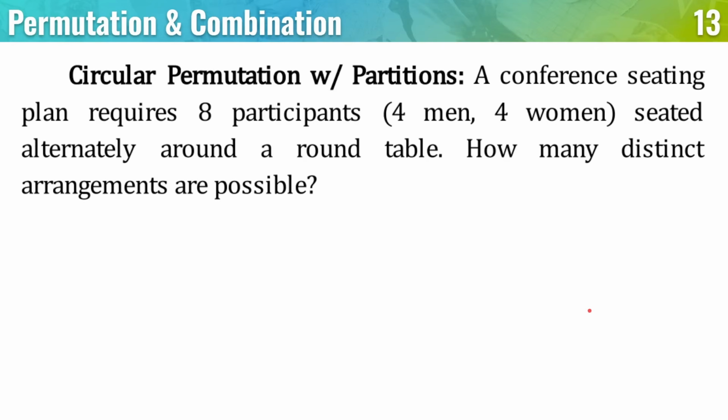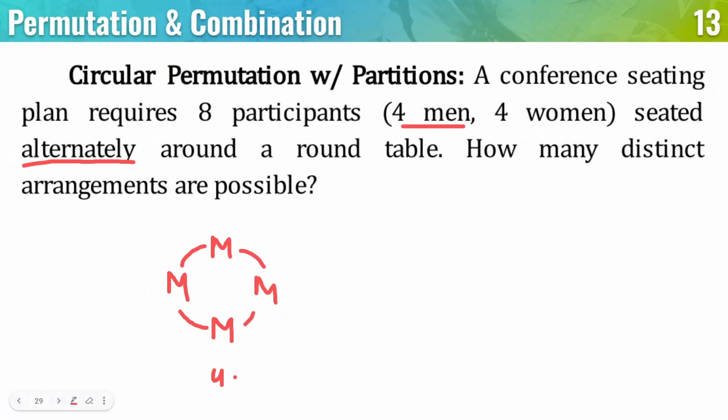Next, for number 13, a conference seating plan requires 8 participants, 4 men and 4 women, seated alternately around a round table. How many distinct arrangements are possible? Now, if you have 2 separate groups of people, they're not sitting together, but rather seated alternately. You have to put one of the categories first. So, for example, if you put the 4 men first, we have M, M, M, M. So one of them has to be the reference. So that's why for arranging the men first, we have 4 minus 1 factorial.